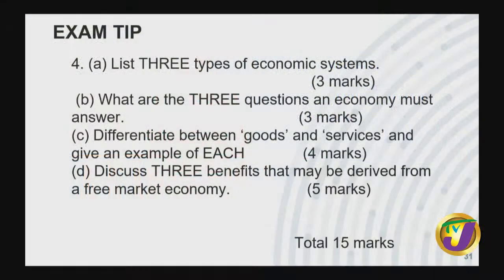Now, let us just look at this question, a question that I would deem to be a typical exam question. And we may not go through all the answers here today, but I just want you to be careful in terms of how you answer a question for exam. So it says here, A, list 3 types of economic systems. B, what are the 3 questions an economy must answer? C, differentiate between goods and services and give an example of each. And D, discuss 3 benefits that may be derived from a free market system.